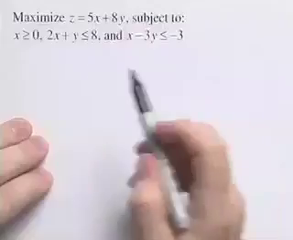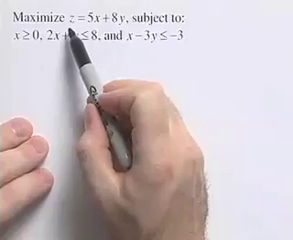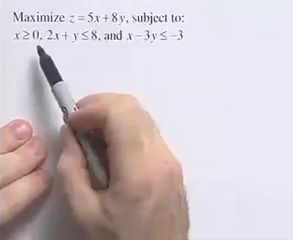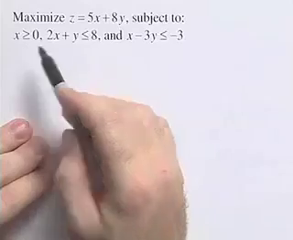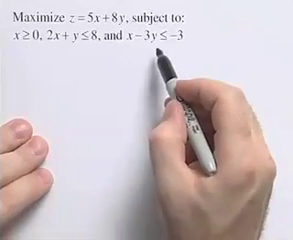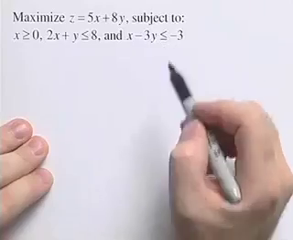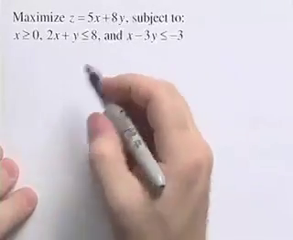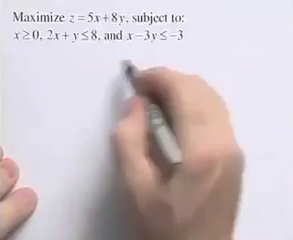Here we're going to solve a linear programming problem. For this problem, we want to maximize our objective function, z equals 5x plus 8y, subject to these constraints. We need x greater than or equal to 0, 2x plus y less than or equal to 8, and x minus 3y to be less than or equal to negative 3.